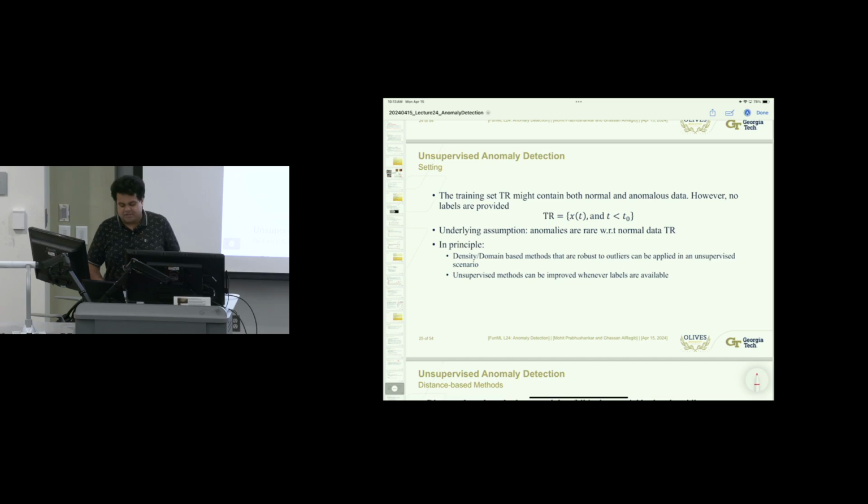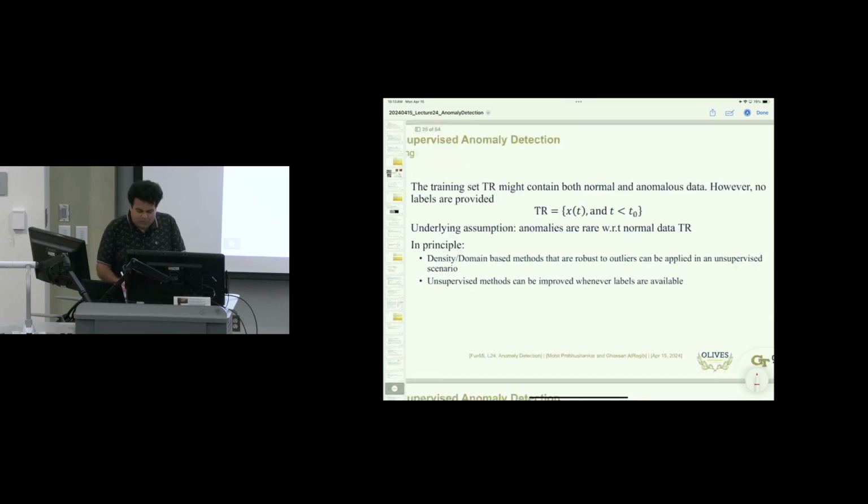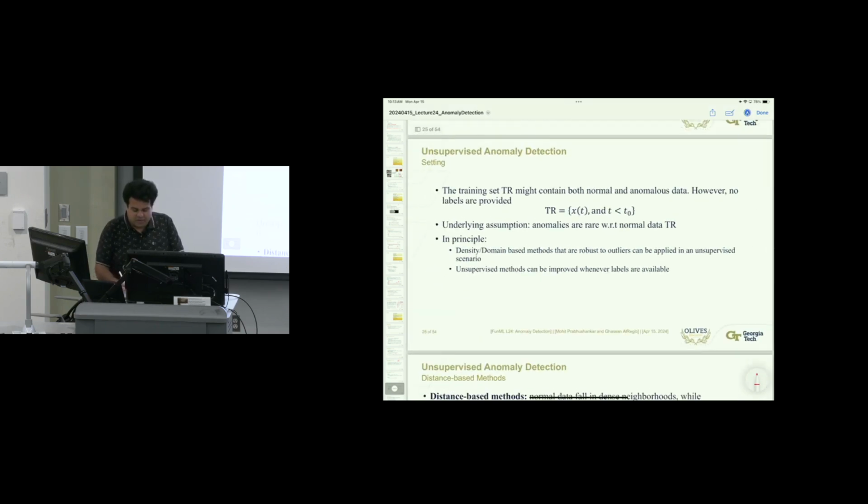All right, next is the unsupervised anomaly detection setting. Unsupervised anomaly detection setting is we don't have access to the data generation process, or we don't know if a particular data point is, let's say, anomalous or not anomalous. So the assumption that we'll start with, which is not a good assumption, actually it's an incorrect assumption, is that anomalies are very rare with respect to normal distributions within the data. And we'll use this to construct our methods.